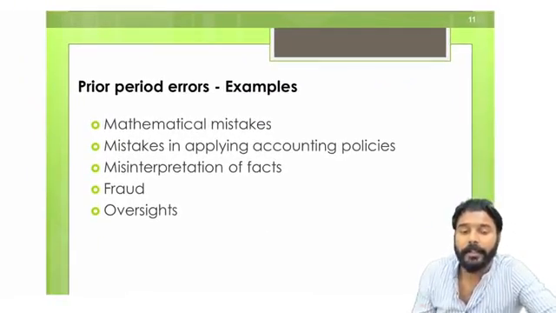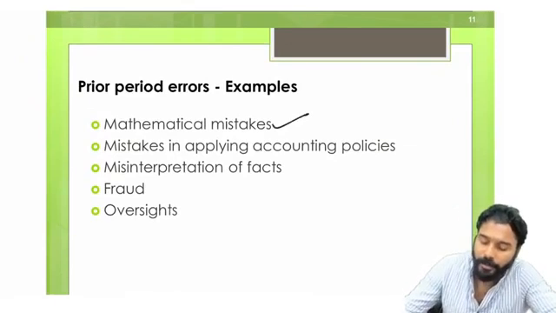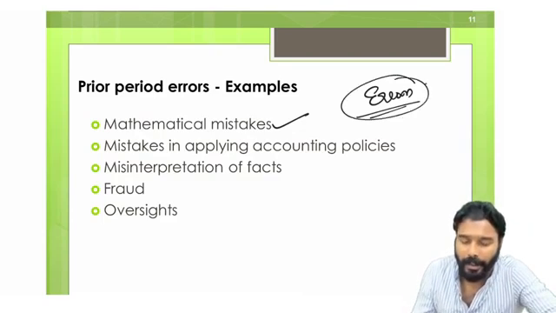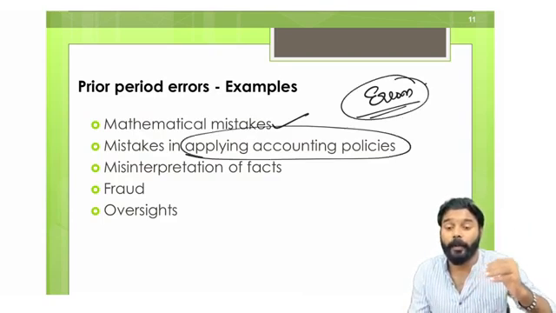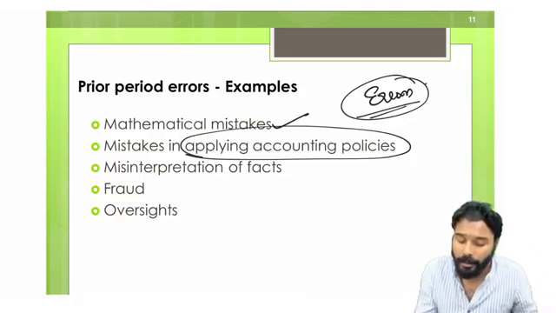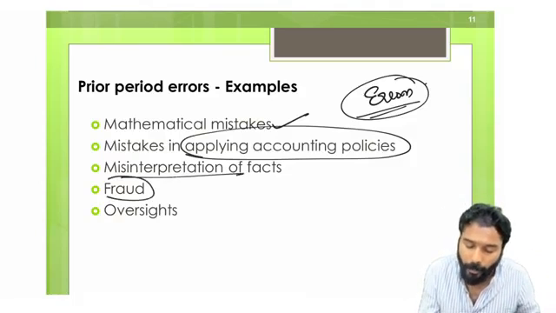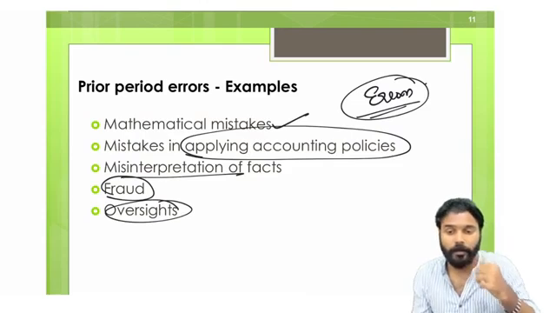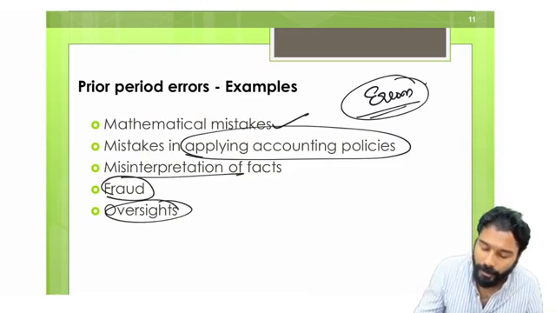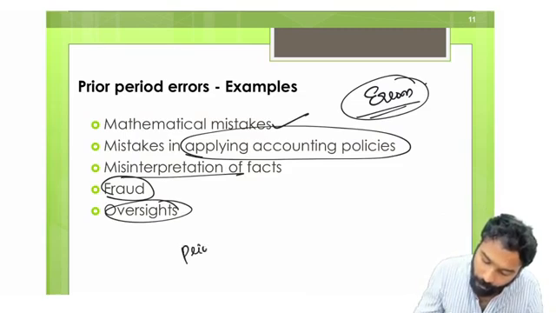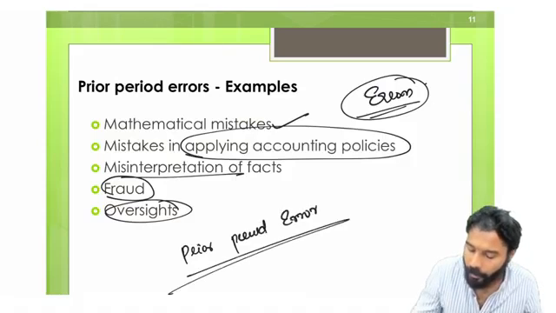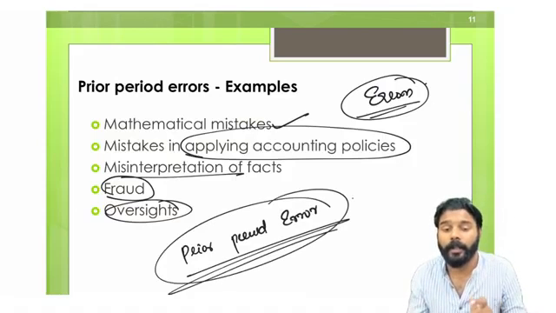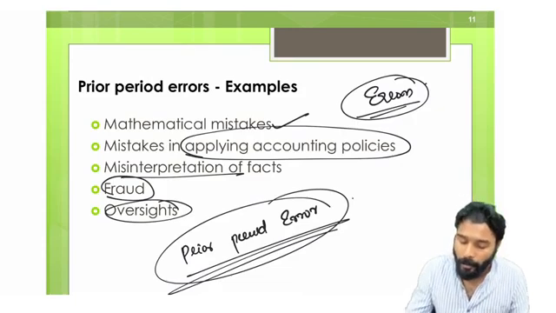Then finally, in IAS 8, we will be discussing mathematical mistakes, especially errors. So what are errors? Prior period errors can be mathematical mistakes or mistakes in accounting policy, because you may wrongly apply a standard to a transaction. Misinterpretation of facts, fraud, any kind of oversights, any kind of wrong assumptions can all come as a part of a prior period error.